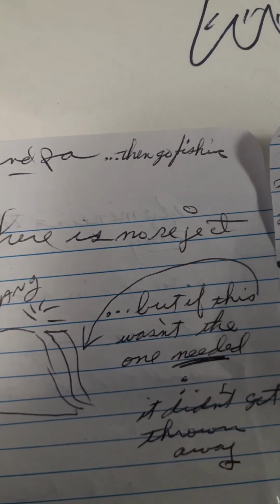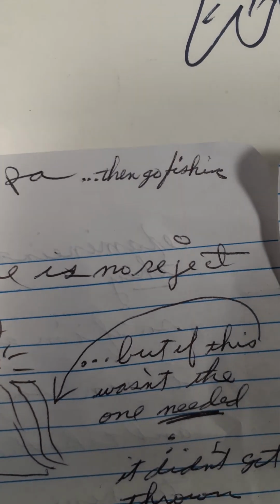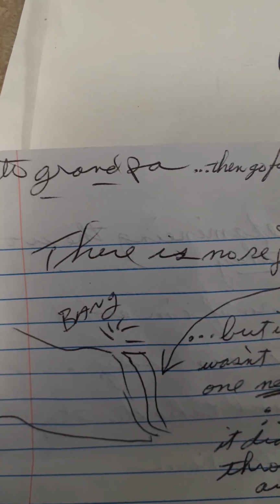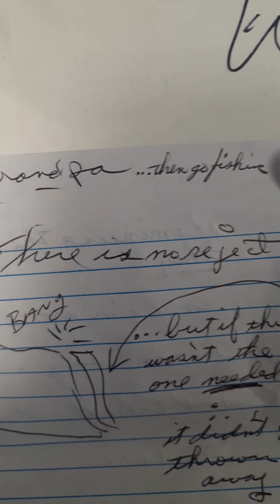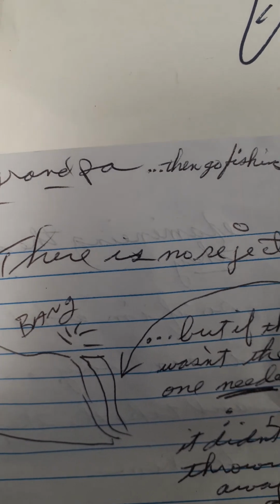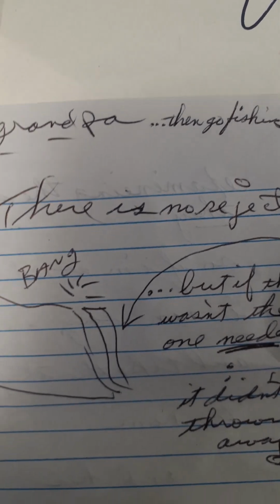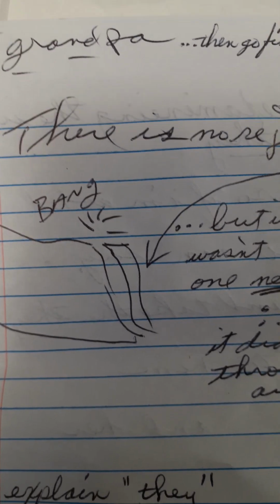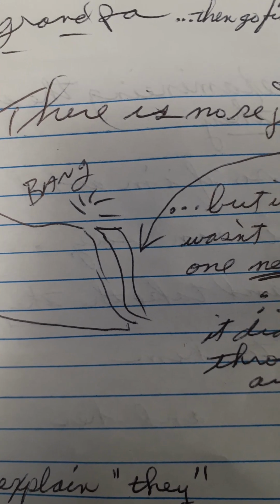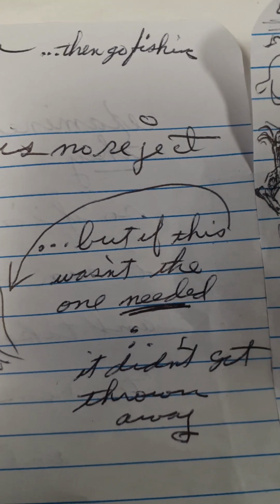So you go to Grandpa, then you go fishing. Now there is no reject. When Grandpa knocks that slice of stone to create that fillet knife, but if this wasn't the one needed, that tool right there, it didn't get thrown away.